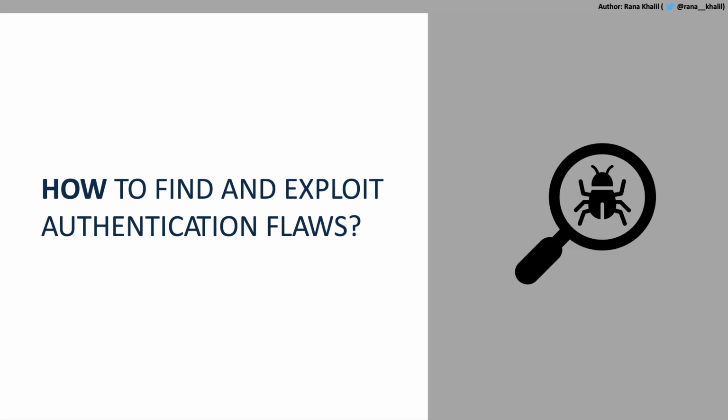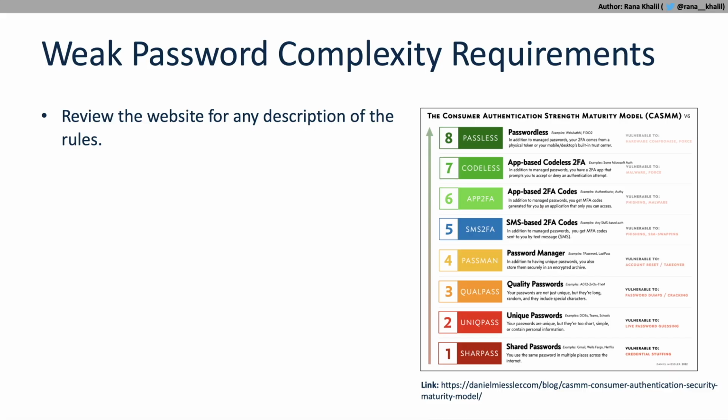So imagine you've been given an application and asked to test it. How would you go about testing this application to see if it's vulnerable? I've divided this section up based on the examples that we saw in the previous section. So we'll go over how to find and exploit each vulnerability that we discussed, starting with the first one, which is the application employing weak password complexity requirements.